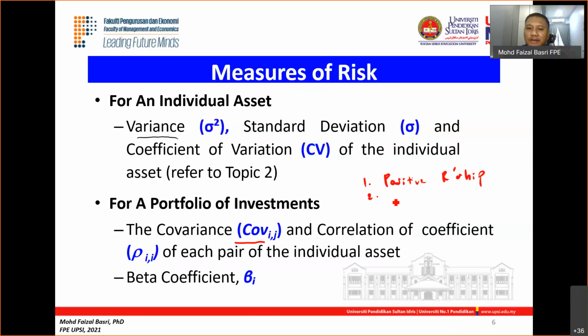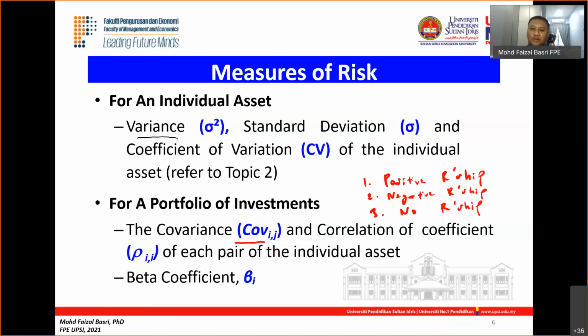Number two, we might have a negative relationship, or number three, there'll be no relationship at all. So what would be the difference between all three? Okay, for positive relationship, to measure this, like I said, we have to either calculate covariance or correlation, right? Both will indicate the same results.